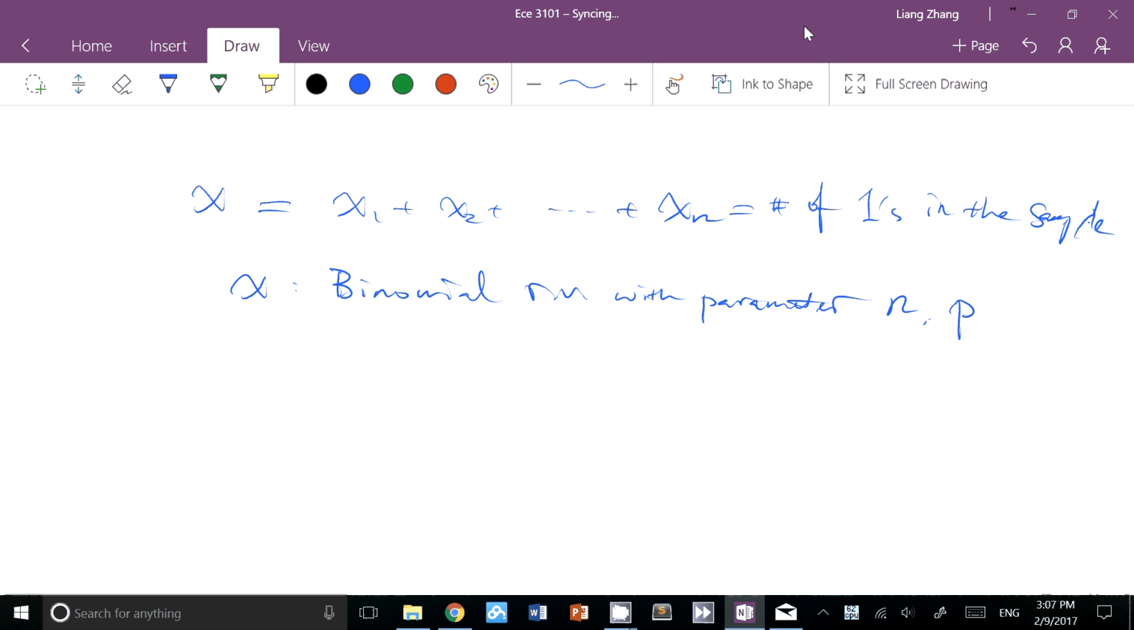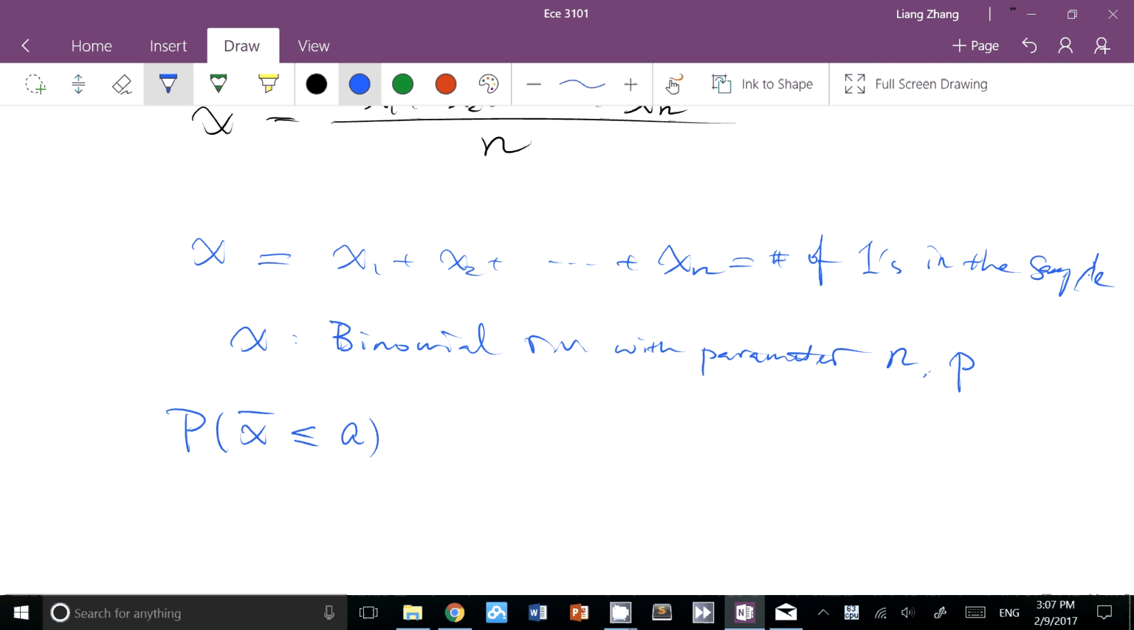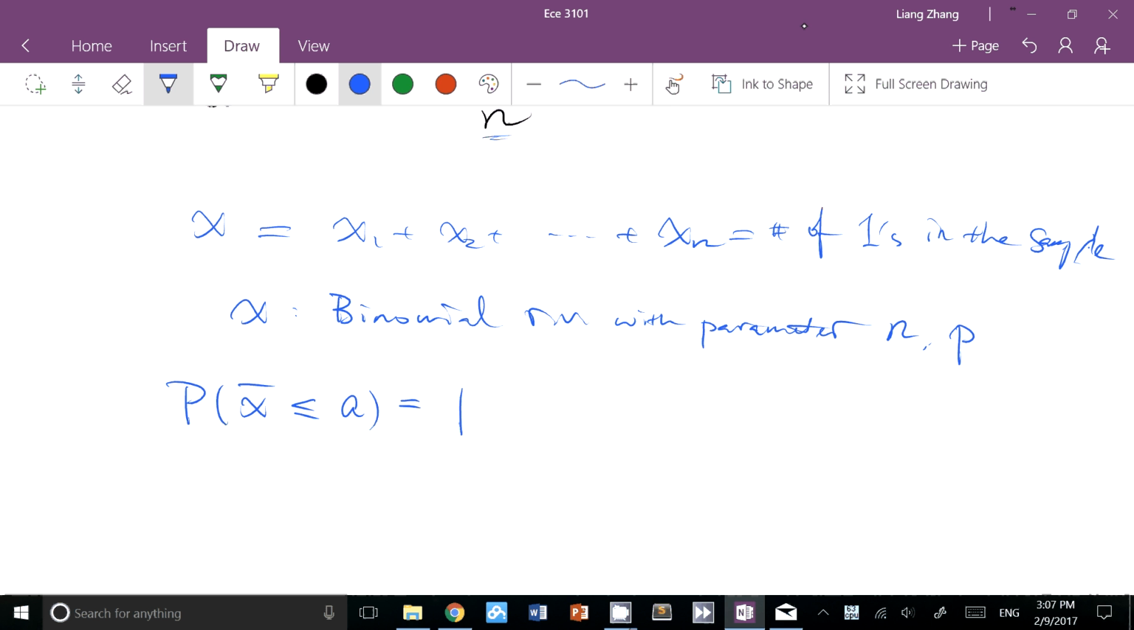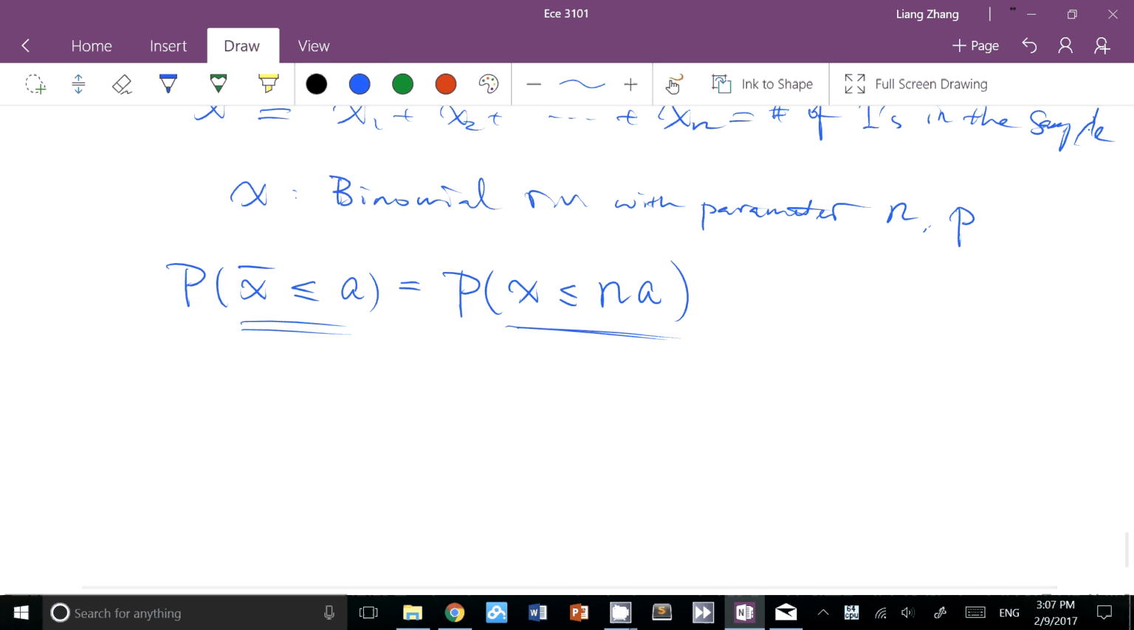It is not as pretty as the binomial distribution, but it can be easily sorted out. So if we, let's say, want to characterize the probability that x bar, the sample mean, is less than a certain number, this will be our cumulative distribution function. Because x and x bar differ only by this n in the denominator, this probability should be just equal to the probability that x, our binomial random variable, is less than or equal to na. These two events are equivalent, and of course the corresponding probabilities should also be the same.